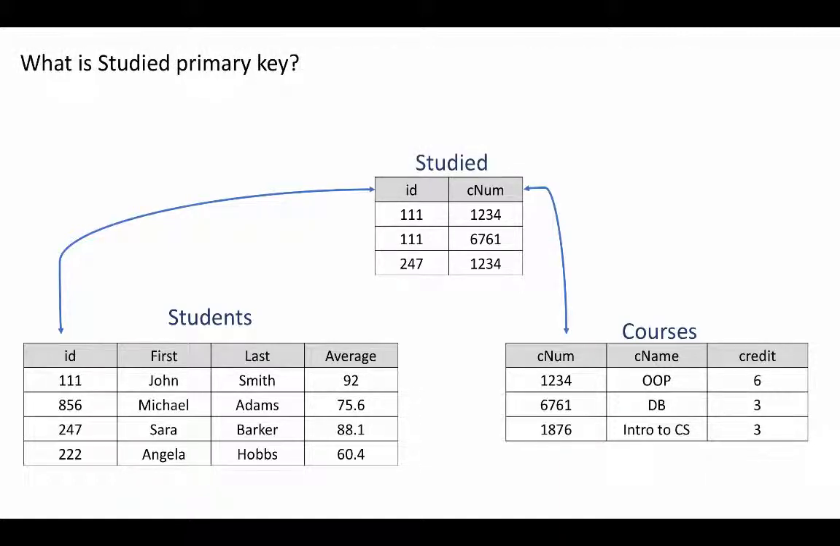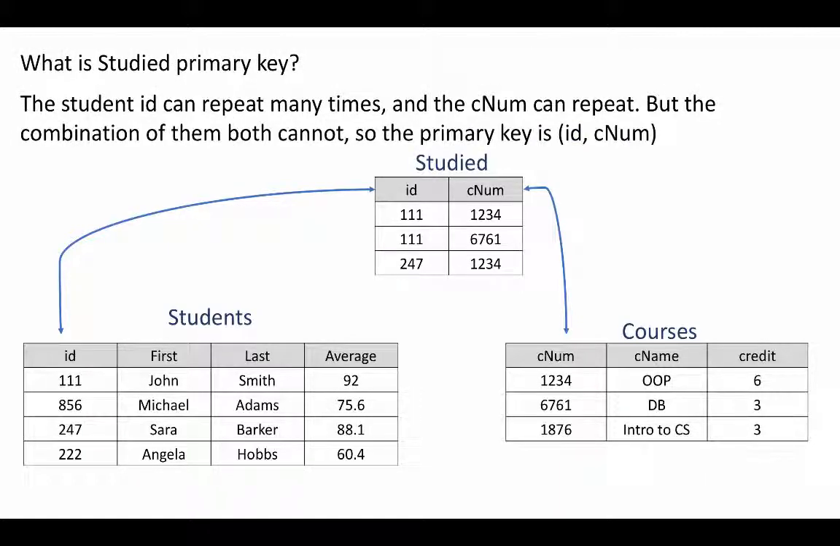And what is the studied primary key? The student ID can repeat many times. As we can see here, the 111 ID repeats twice because it represents the same student who took two courses. And the CNAM, the course number, can also repeat because we can see that here the course 1234 was enrolled in by two students.